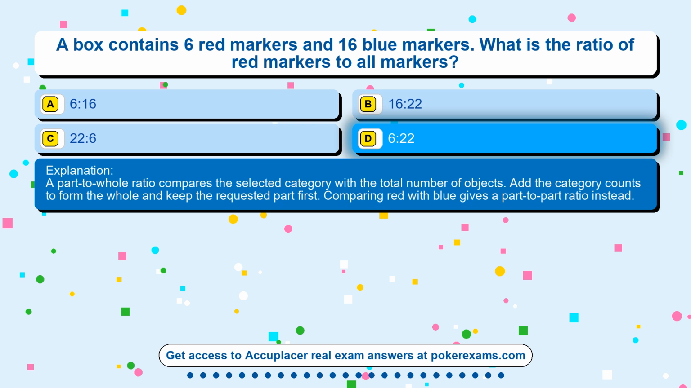A part-to-whole ratio compares the selected category with the total number of objects. Add the category counts to form the whole and keep the requested part first. Comparing red with blue gives a part-to-part ratio instead.